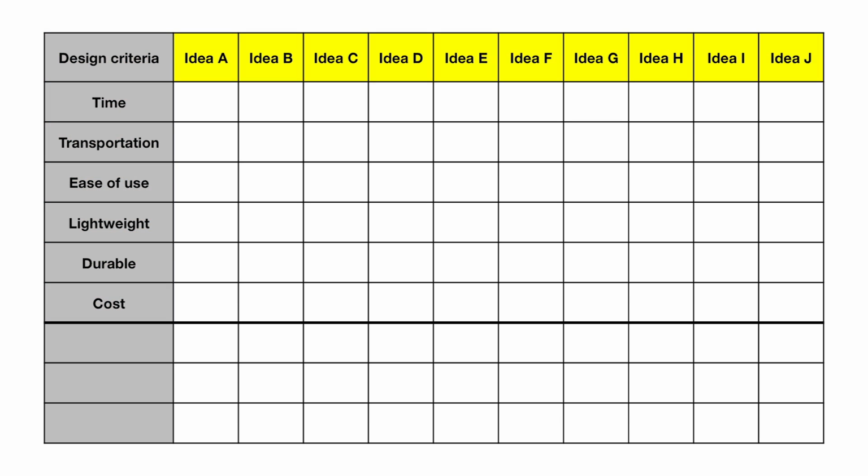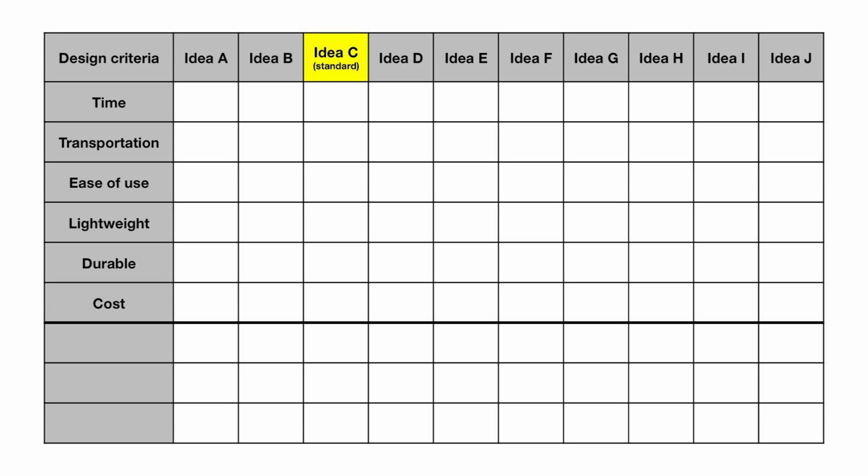In setting up the screening Pew matrix, the first step is to list the design criteria along the left-hand side of the table. The second step is to list the solution ideas along the top row of the table. The third step is to set a standard. We agreed earlier that we were going to use solution C as our standard.